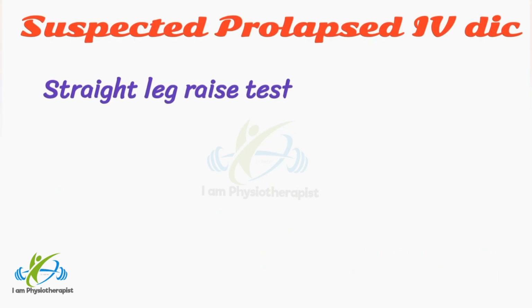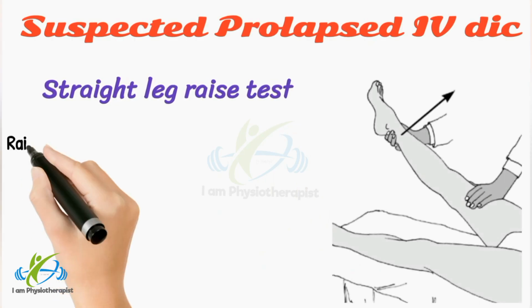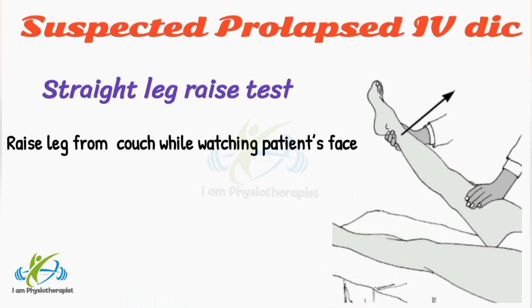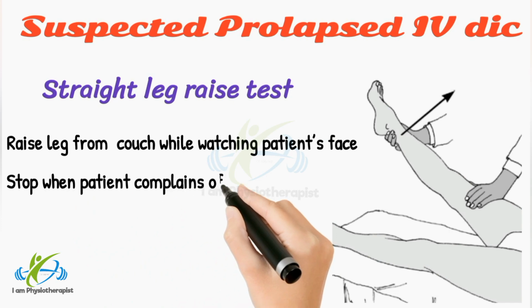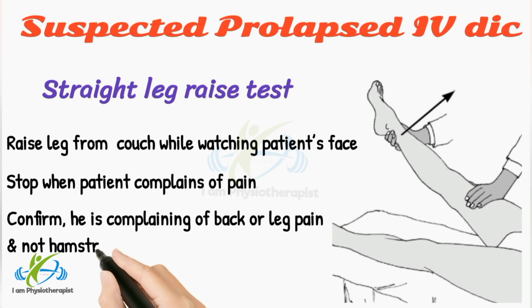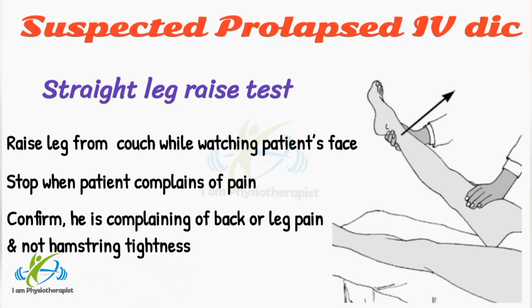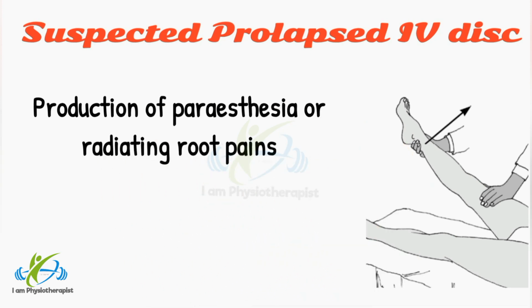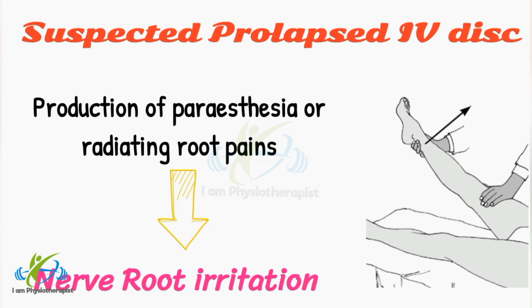If the hips are normal, perform the straight leg raise test. Raise the leg from the couch, while watching the patient's face. Stop when the patient complains of pain, and confirm that he is complaining of back or leg pain, and not hamstring tightness. The test is negative if there is no pain. The production of paresthesia, or radiating root pains, is highly significant, indicating nerve root irritation.